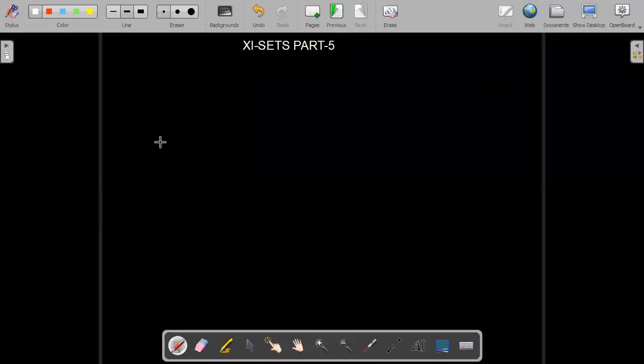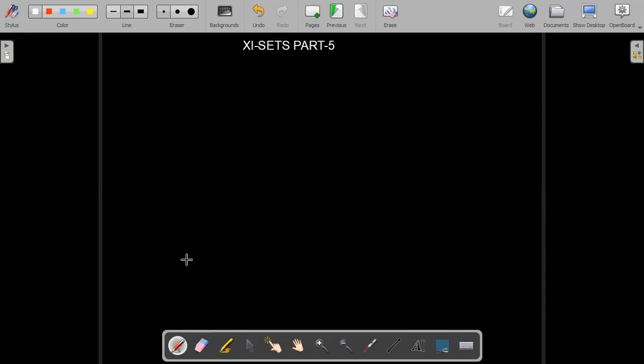So today some important results that came after knowing the concept of subsets and proper subsets. Okay, so some important results you should note down. These results will be used later on.